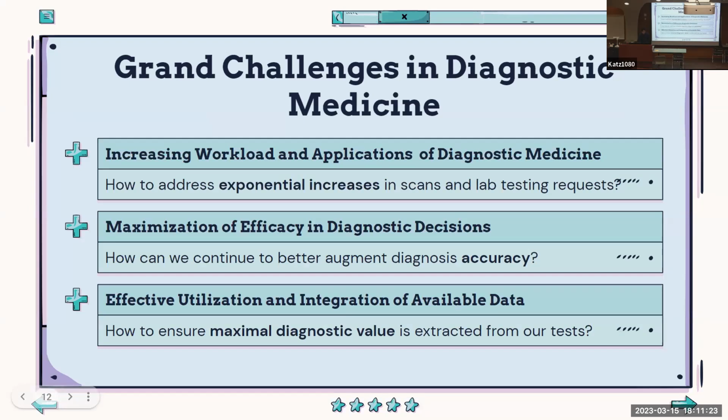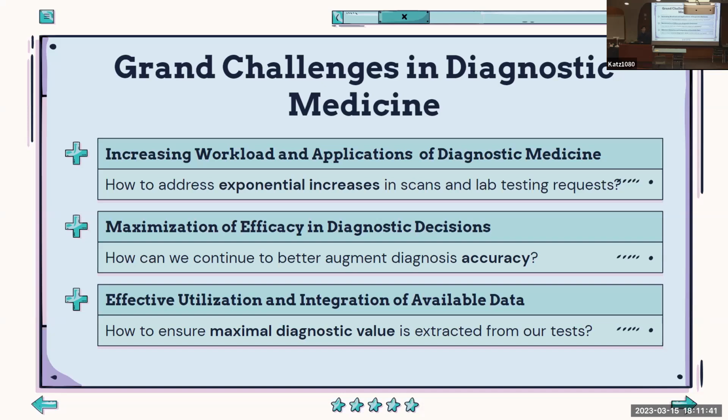If we want to put them simply, the first one is that there's a lot more work. So imaging gets used more and more often, lab testing gets used more and more often. So there's just a huge amount of workload, and the rate at which we're producing these specialists simply isn't keeping up. So there's much more workload and not enough people to do it.